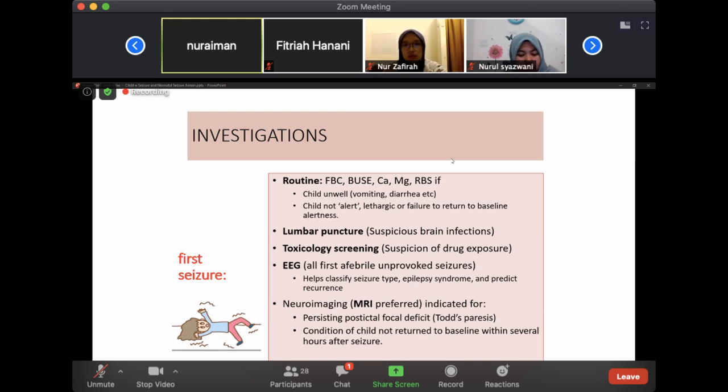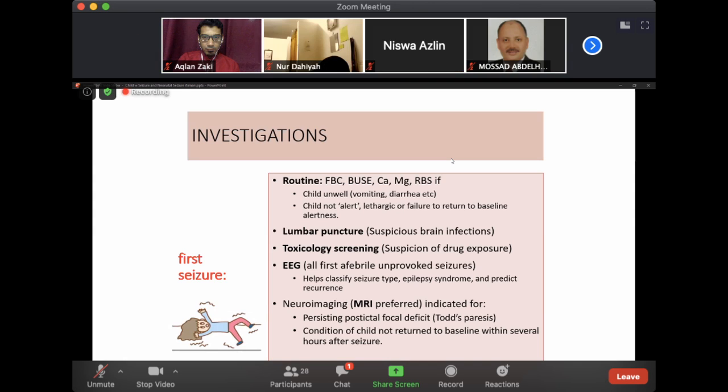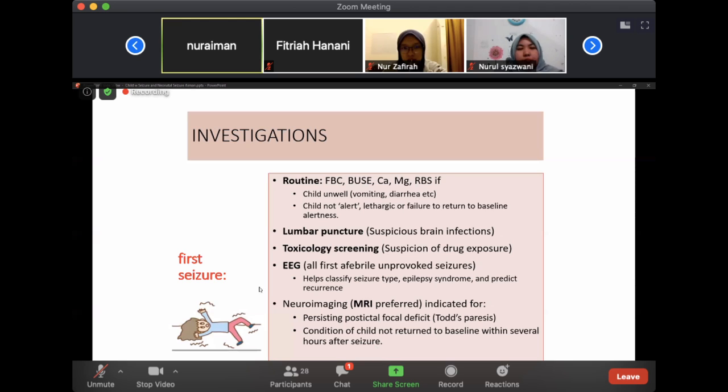And neuroimaging is also indicated in some cases. According to this protocol, MRI is preferred. It is indicated if there is any persisting focal deficit, such as paralysis, or if the child does not return to baseline within several hours after the seizure. So this is for a child presented with first seizure.